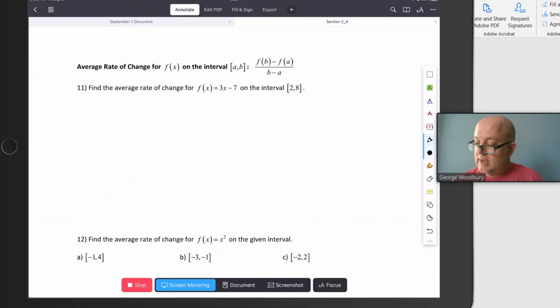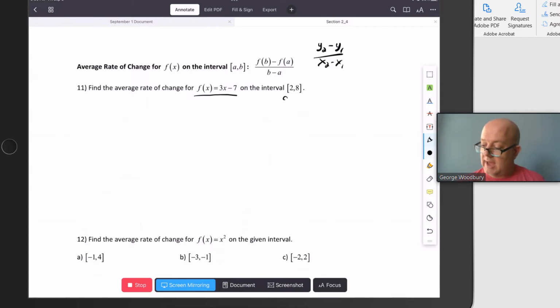Now we can also do average rate of change for a function over a certain interval, and so this formula is equivalent to the slope formula, f of b minus f of a over b minus a. A and b are your x1 and x2. When we substitute them into the function, those are your y1 and y2, f of a and f of b. So it's really the same idea. I've got one here. Find the average rate of change for this function, f of x equals 3x minus 7, over the closed interval from 2 to 8.